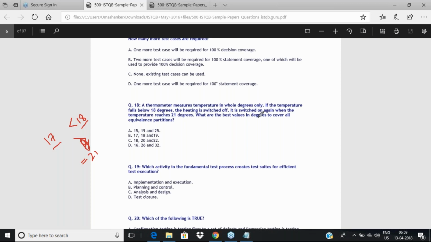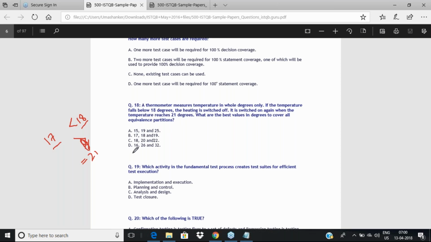What are the best values in degrees to cover all equivalence partitions? You ensure that you covered everything. So below 18 degrees is definitely 17 degrees, so we need that. 18 degrees is the border that we need to know, but 19 is nowhere in the picture, because it's saying the temperature reaches 21 degrees. So we can rule out B. 18 we need. 20, why do you need?